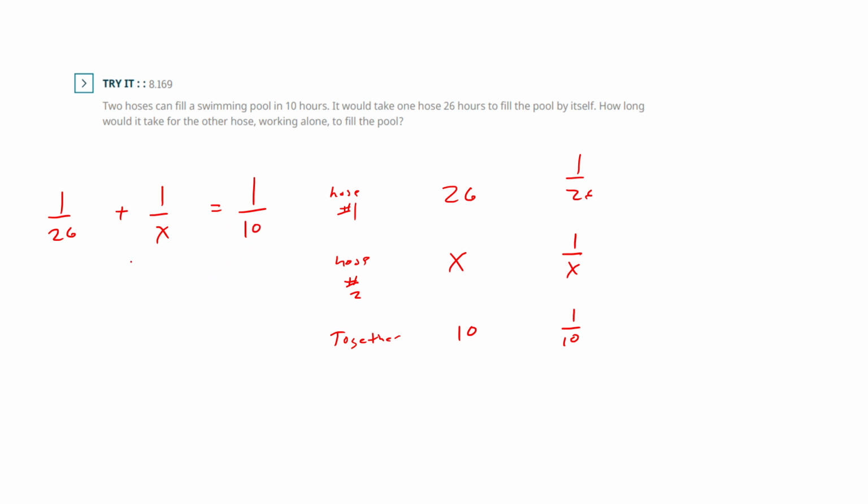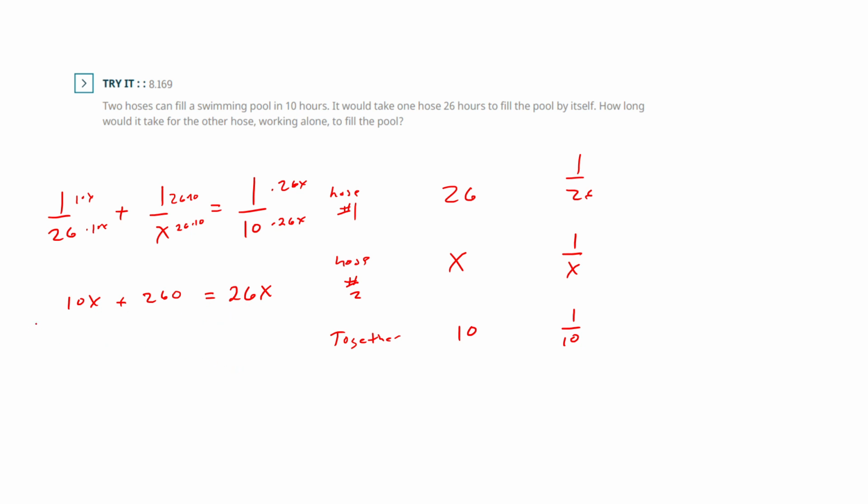Okay, I don't like the numbers they've given us, but there's probably a lower LCD than I'm going to do, but it'll still work. If I'm going to give this guy 10x, I'm going to give this guy 26 times 10, and I'm going to give this guy 26 times x. Oh sorry, do it on the bottom and the top. So this is going to get 260. This is going to get 26x.